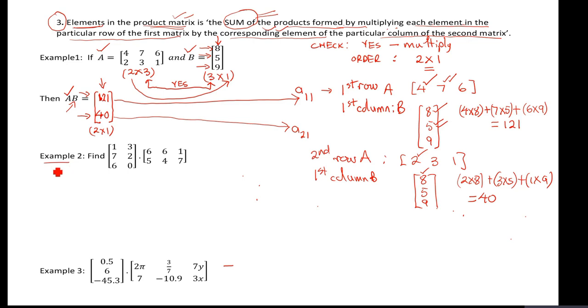Okay, let's see if you've understood this. Let's look at example number 2. Now, a little faster now, but I'm going to do the check-in. You have to do the check-in first. But before you do check-in, what should you be writing down first? Order. Let's write down the order. The order of the first one, 3 rows, 2 columns. The order of the second, 2 rows, 3 columns. Is that the same? Yes. So what's the order of the answer? The order of the answer is going to be 3 by 3. So the order here will be a 3 by 3.